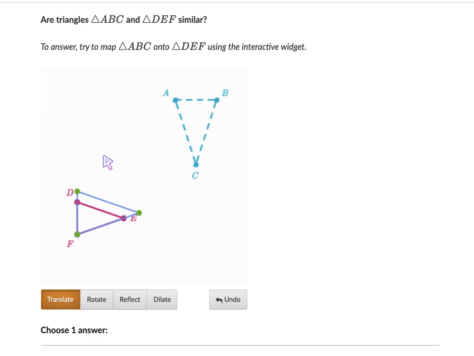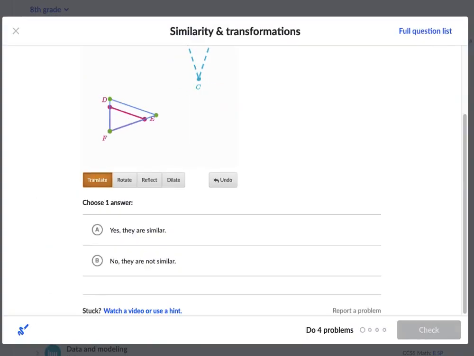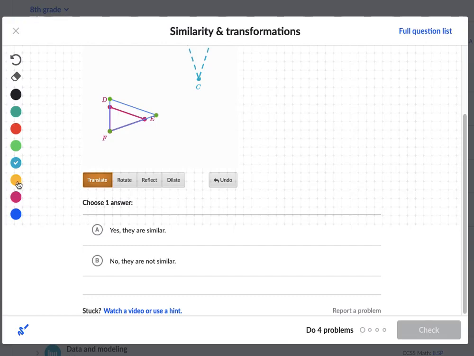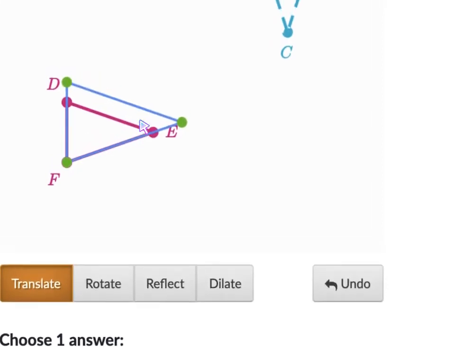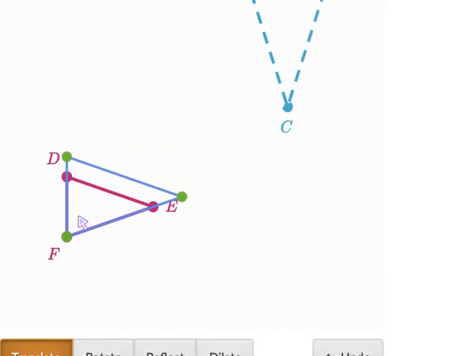So remember, similar means that the angles are all the same. The angles look like they're all the same. Let me see if I can show you a better way here with my pen maybe. Oh, I can't draw in there. Worth a try. All right, so it looks like our angles are the same. Obviously, angle F and angle A are right on top of each other. If I were to move angle D to match up with angle B, they're right on top of each other as well. Angle E and angle C match up. So I can shift them around so I can check that the angles are the same.